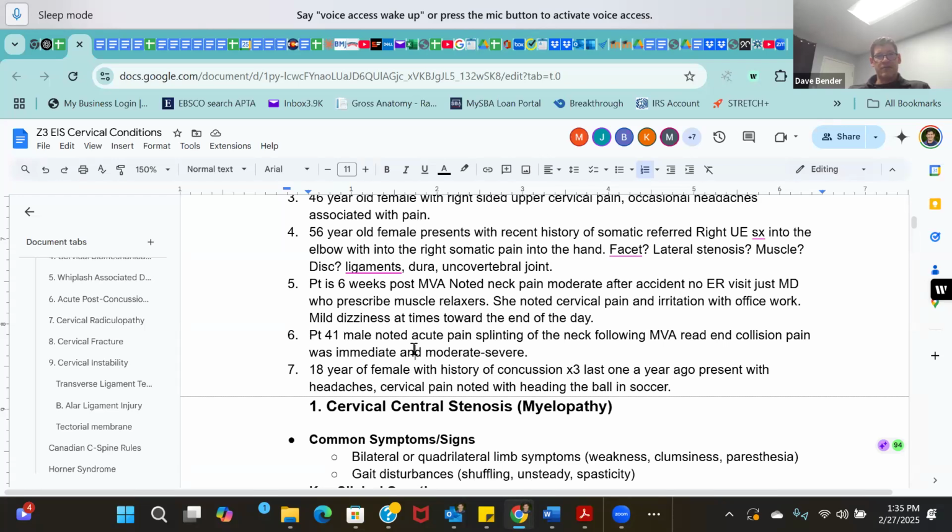So that's good to know. If you see this individual, they may not be thinking, okay, I want to do a sharp-Purser test to see if the transverse ligaments are intact. It may be thinking more, okay, do I know better? Let's make sure you don't have a dens fracture.